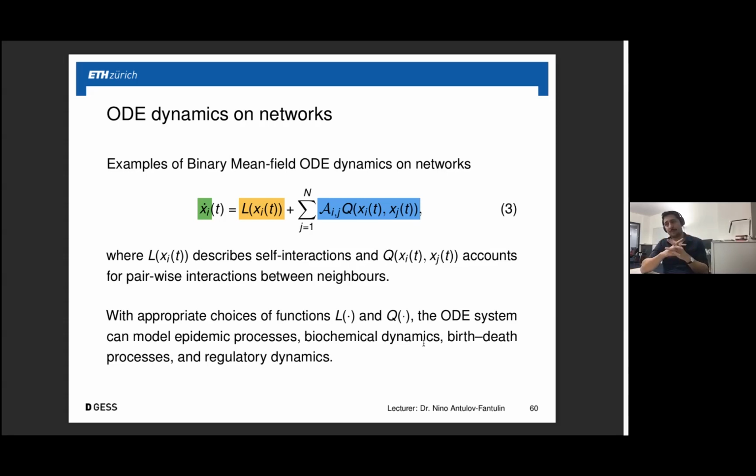kinetic equations. We can be talking about birth-death processes, where xi would say, for example, what is the population size of a certain species. Then we can also be talking about regulatory dynamics, where we have some kind of gene expressions. Okay, so just by changing these functions, we can get different types of binary mean field equations. Okay.